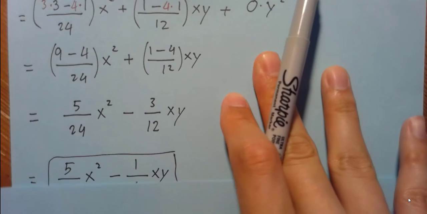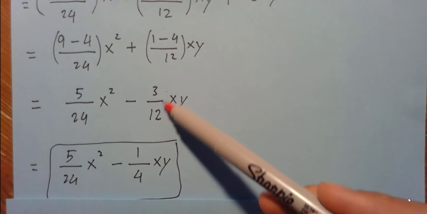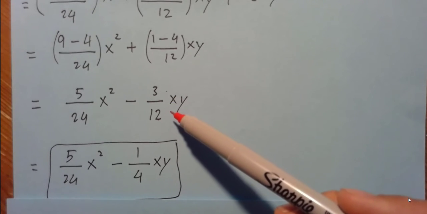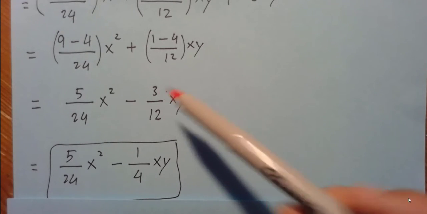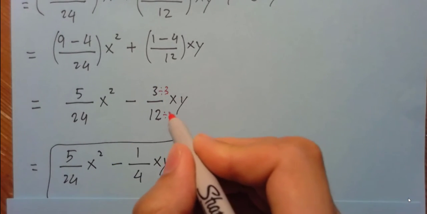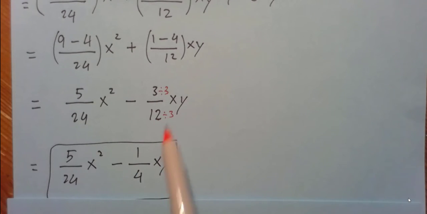And the very last step is, because 3 and 12 have the same common factor of 3, divide by 3 on the top, divide by 3 at the bottom. 3 divided by 3 gives me 1, 12 divided by 3 gives me 4. So this is the final answer for this problem.